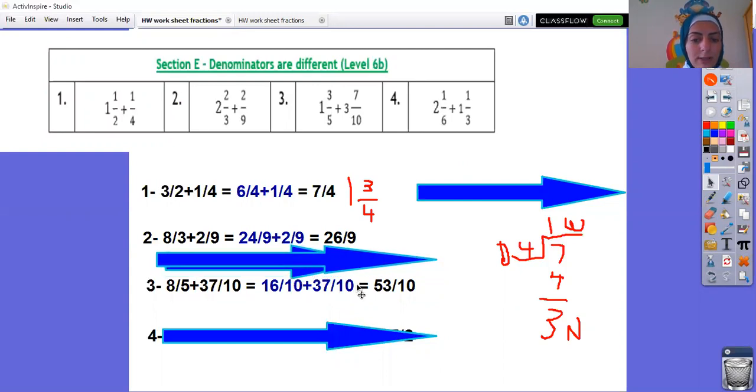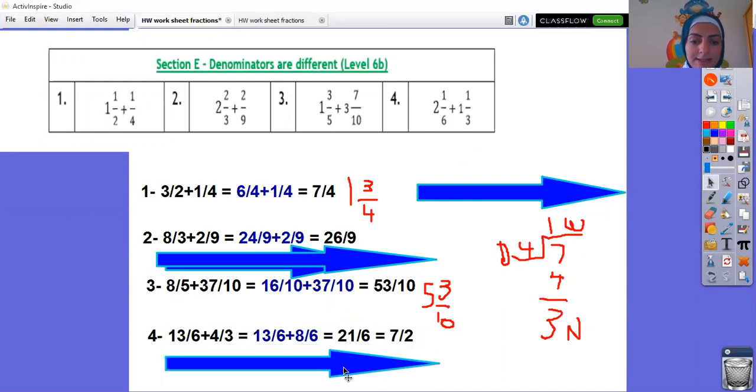Please have a look. It will be 53/10. Or you can tell me, let's write the answer, it will be 5 wholes and 3/10. Both answers are right. Let's go to the last question.